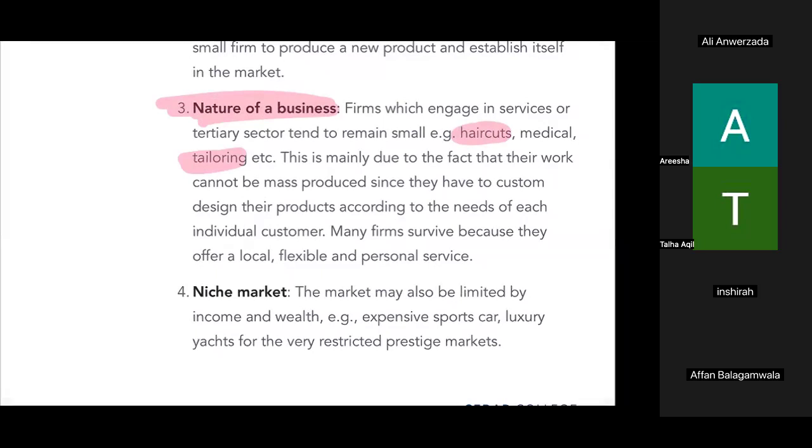Make sense? Similarly, you could also be staying small because of a niche market. Let's say the product that you're selling is niche, or really expensive, or a luxury product, which does not attract many people to enter the market. It may not be possible for new people to enter the market.